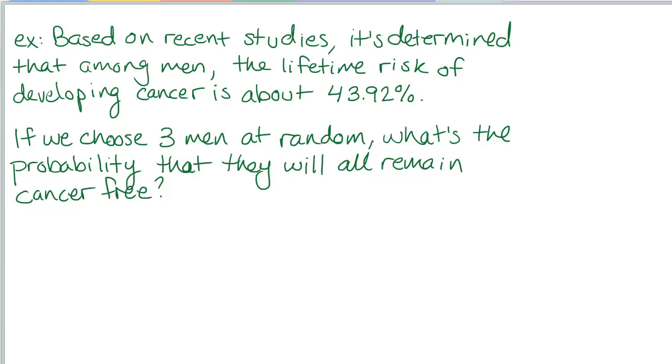Here's one that's a little bit more interesting than just coins. So based on recent studies, it's determined that among men, the lifetime risk of developing cancer is about 43.92%. And this is for all cancers put together. So if we choose 3 men at random, what's the probability that they will all remain cancer-free? And the reason this is an and probability is, again, we're going to think of this as the first man is cancer-free and the second man is cancer-free and the third is cancer-free. So we're going to set this up as an and probability.